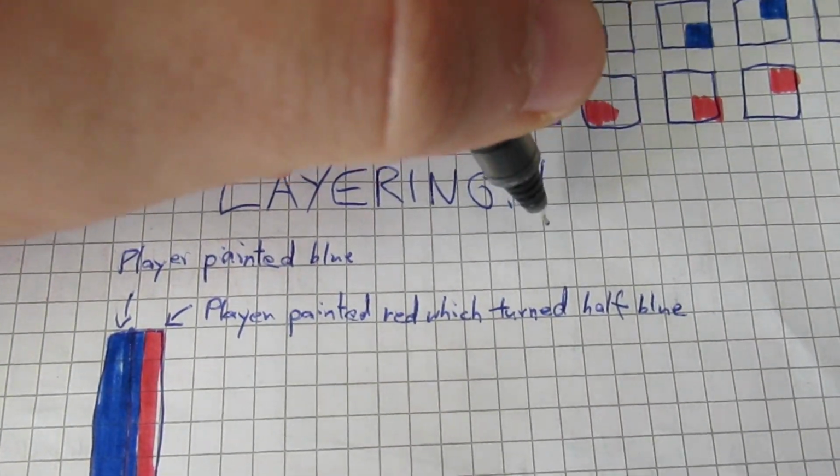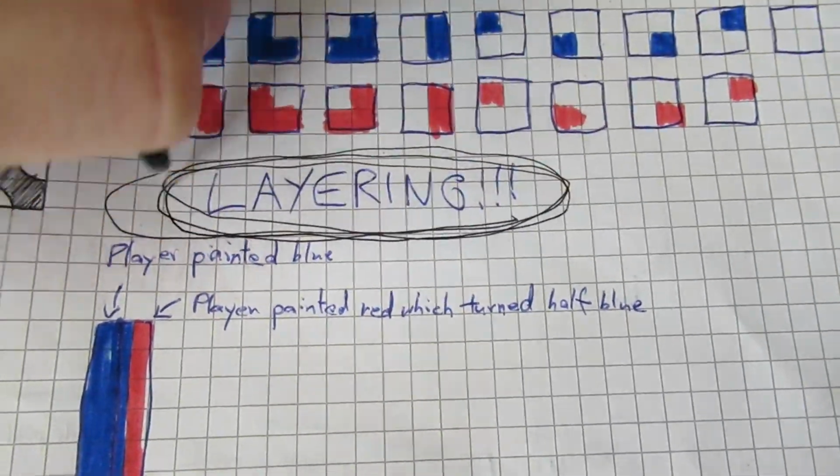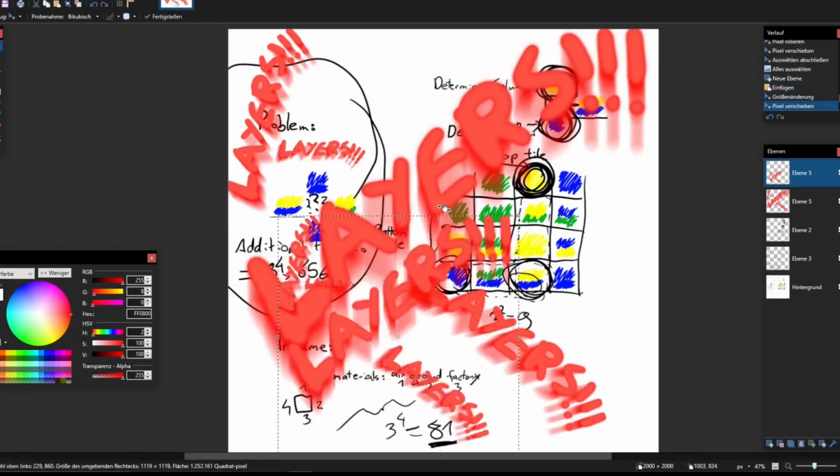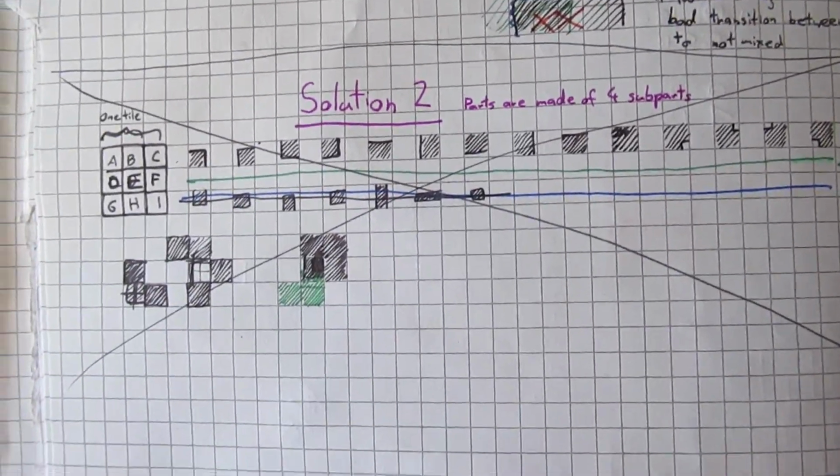I spoke with someone who had previously created a Minecraft texture pack with blending block textures, and they suggested using layering. I have no idea why I didn't think of it earlier. I had some other bad ideas as well, but with layering everything became much simpler.